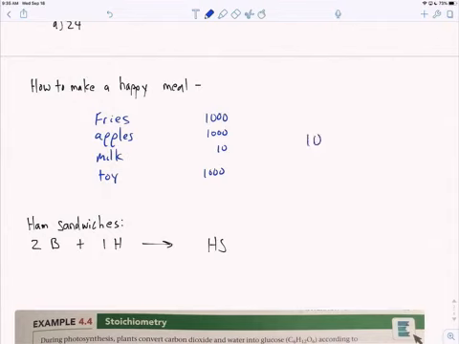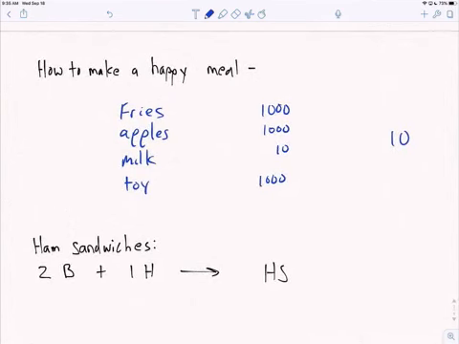10. But I got 1,000 toys. How come I can only make 10 Happy Meals? Milk, yes. I am limited by something. I am limited by the milk. So I tell my boss and say, hey, I can only make 10 Happy Meals.